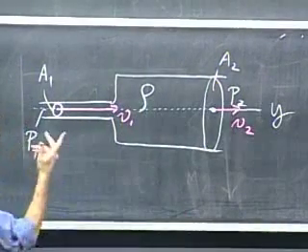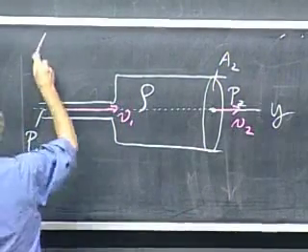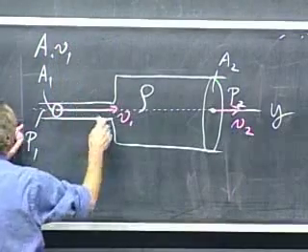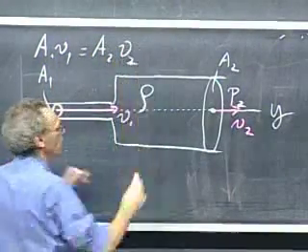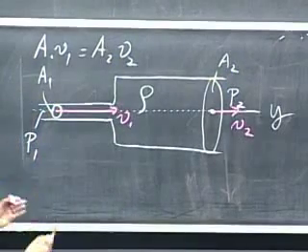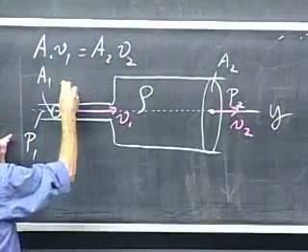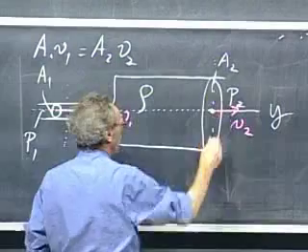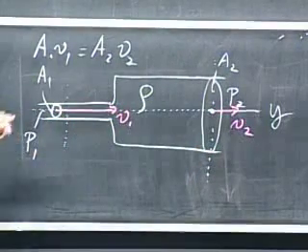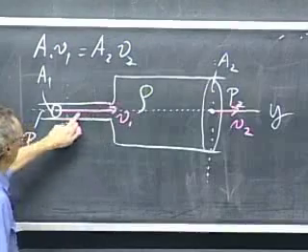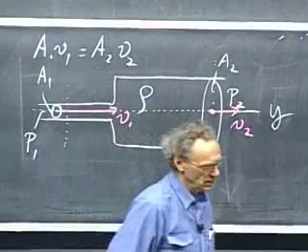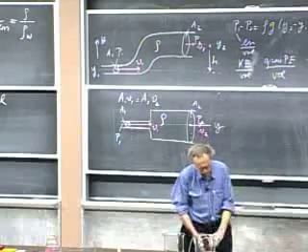And clearly V1 is way larger than V2, because A1 times V1 must be A2 times V2, because the fluid is incompressible. So the same amount of matter that flows through here in 1 second must flow through here in 1 second. And so these have to be the same. Since A1 is much smaller than A2, this velocity V1 is much larger than V2.